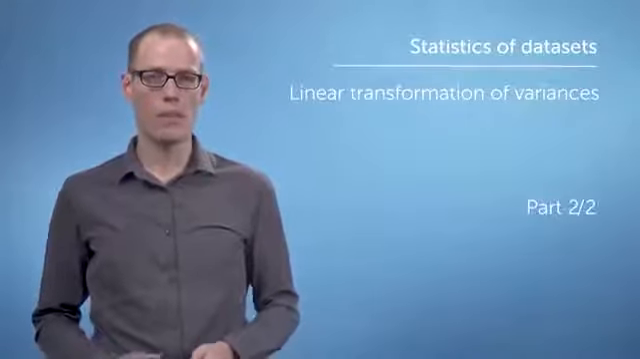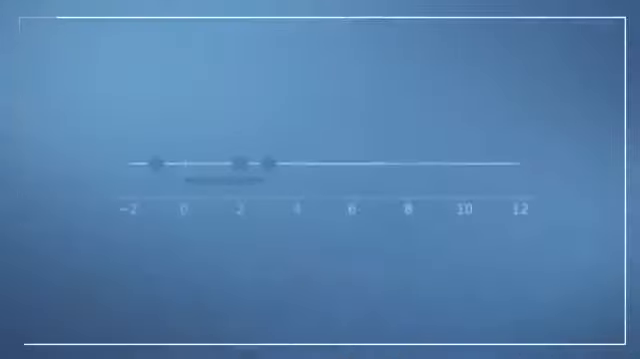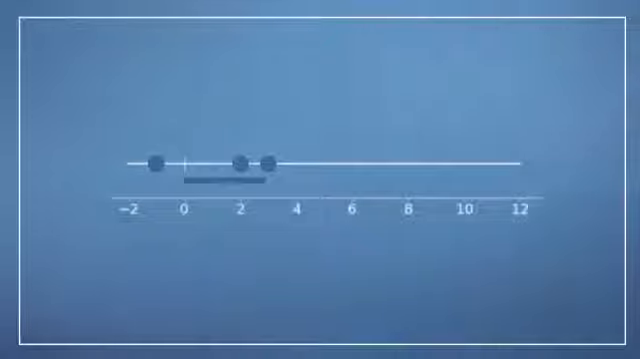We've seen what shifting and scaling a data set does to the mean. Now let's have a look at the effects on the variance. Remember that the variance is a measure of the spread of the data. What do we expect when a data set is shifted? Let's have a look at this data set over here. We have 3 data points given at -1, +2, and +3.